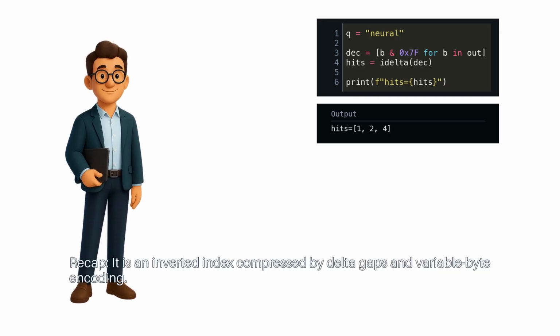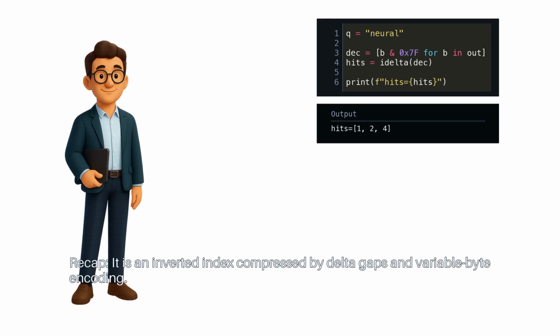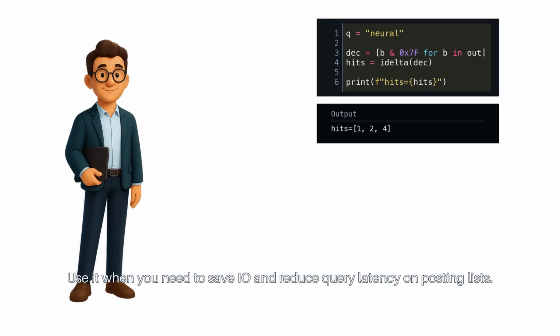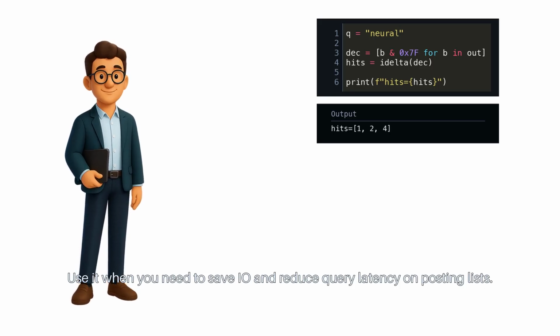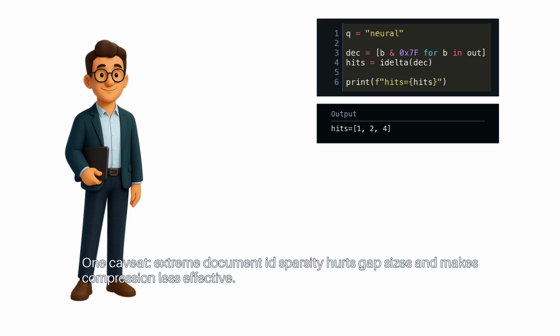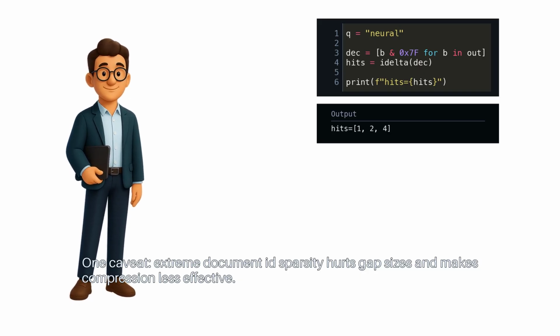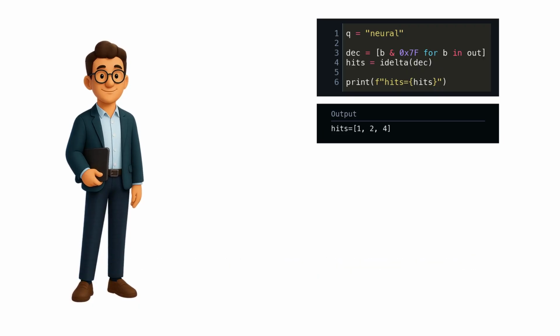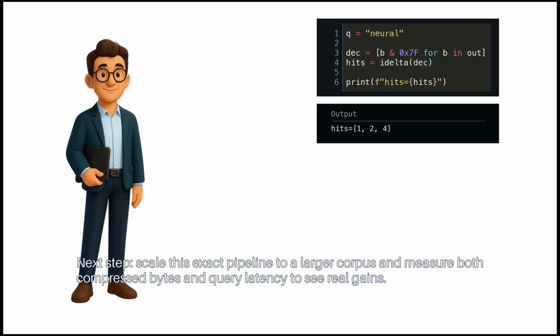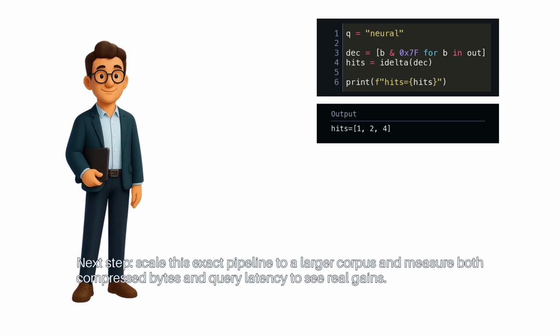Recap: it is an inverted index compressed by delta gaps and variable-byte encoding. Use it when you need to save I/O and reduce query latency on posting lists. One caveat: extreme document ID sparsity hurts gap sizes and makes compression less effective. Next step: scale this exact pipeline to a larger corpus and measure both compressed bytes and query latency to see real gains.